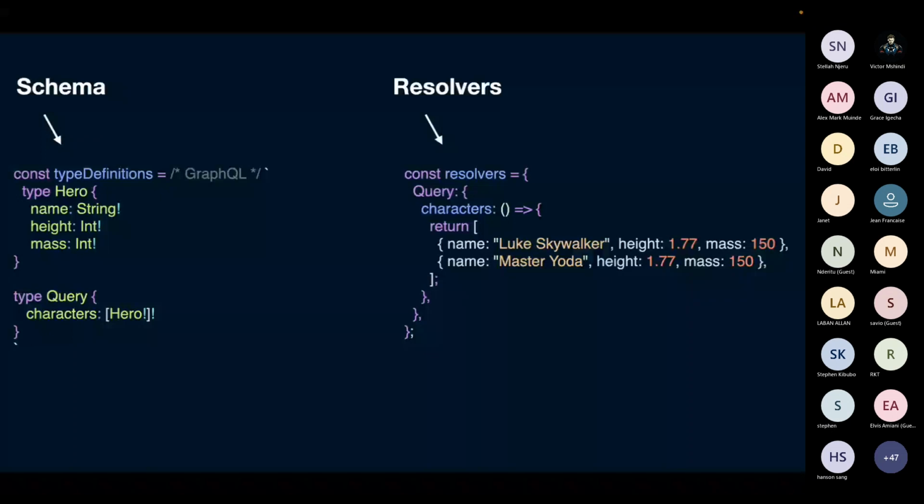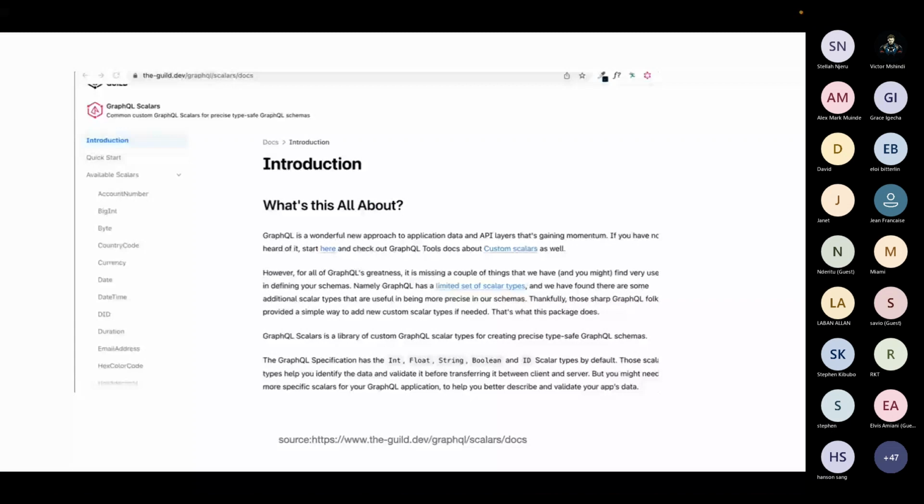Then there are built-in scalar types: strings, integers, floats, and booleans. But GraphQL also allows you to define custom scalar types. There are also libraries out there that have created lots of scalar types that you can think of, and one of them is the GraphQL scalars package. Rather than reinventing the wheel, you can use them.